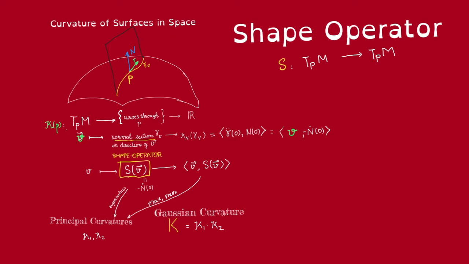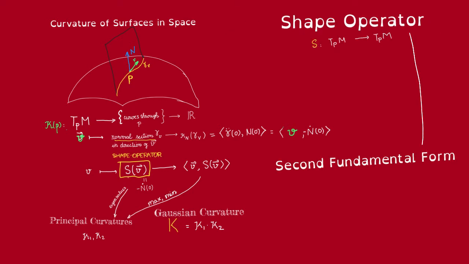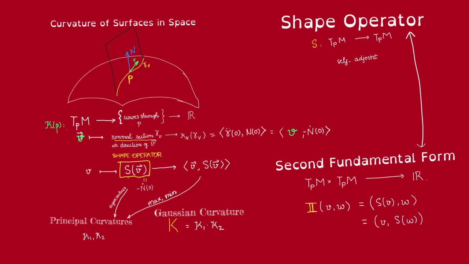Now we want to find an alternative characterization of this shape operator so that we can generalize it to any Riemannian manifold. We'll do so by relating the shape operator with the second fundamental form and finding a general characterization of the second fundamental form. The key idea is that the shape operator is self-adjoint. So from linear algebra, we know that it corresponds to a bilinear form. The second fundamental form of M is just the symmetric bilinear form induced from this self-adjoint operator. In formula, it's given as follows, and this equality just comes from self-adjointness.